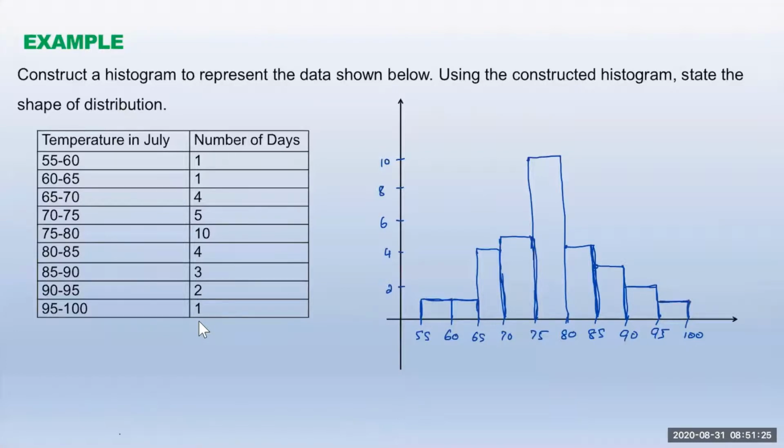Sometimes people write the frequencies on the top. If you want, you can also write them. We write like this: the frequency is 1, this is 1, this is 4, this is 5, this is 10, this is 4, this is 3, this is 2, and this is 1. And if you want to find the total number of observations, how many data points there were, you can add all these numbers on top of the bars.